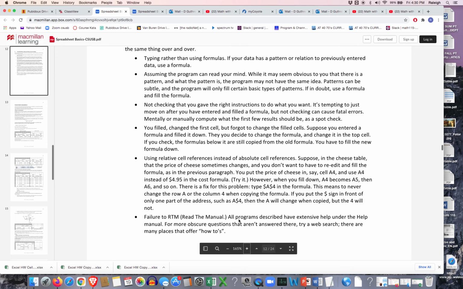Failure to read the manual. I still like reading manuals myself. Sometimes the help just doesn't get me the help I want, whereas with a manual, I can typically figure that out.